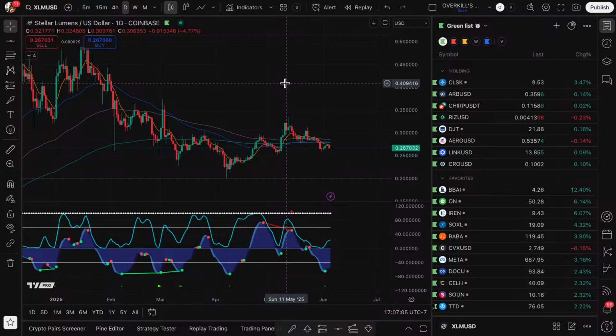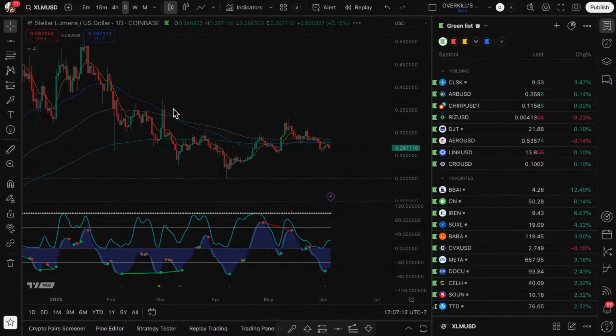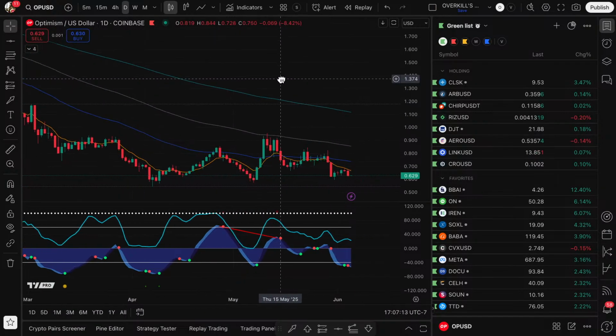Covered QNT, SUI, and XRP. You'll have to watch the replay, my man. What else we got? I think old boy wanted to look at OP.